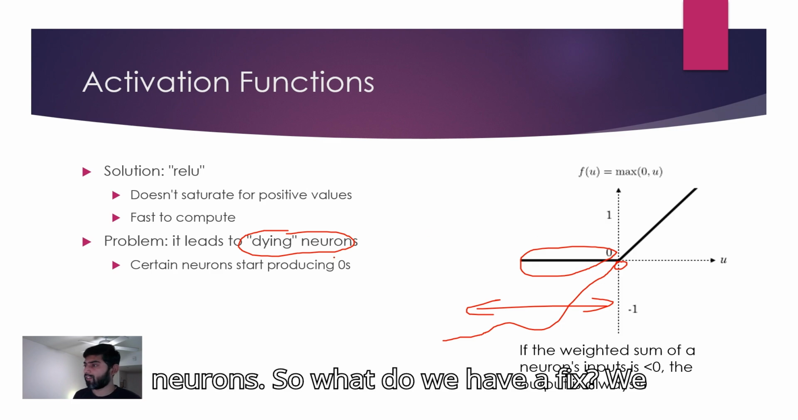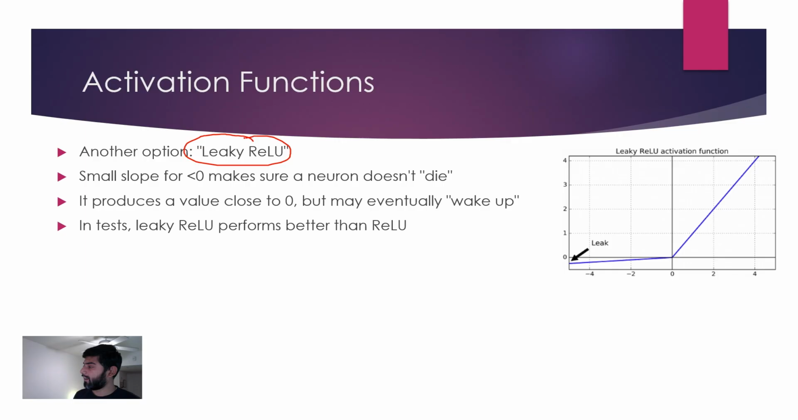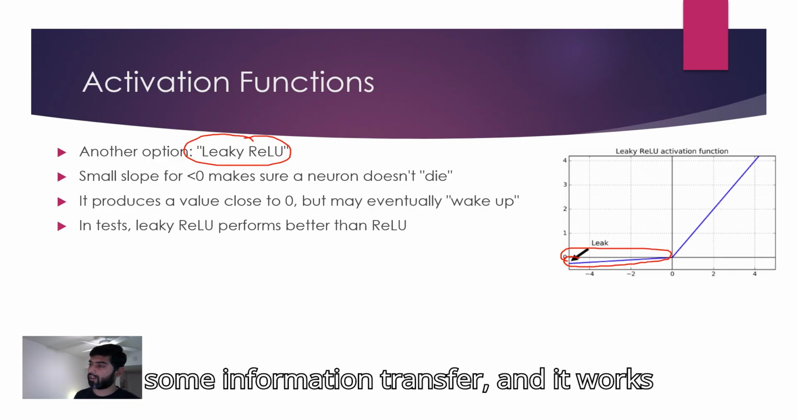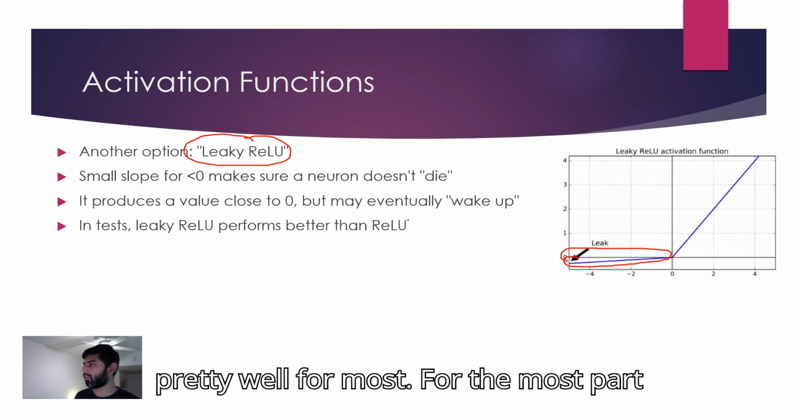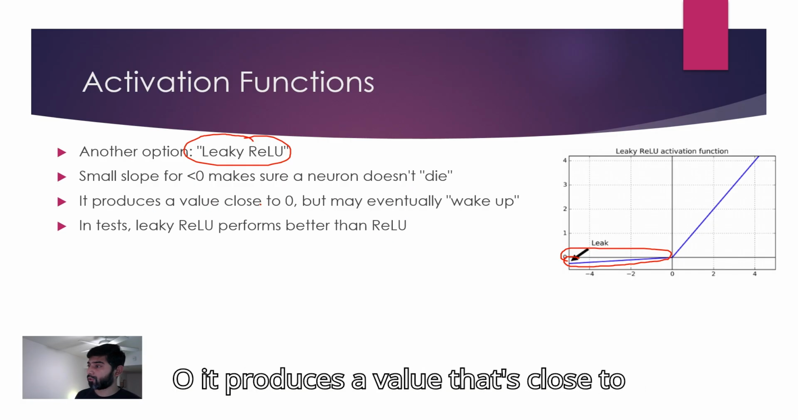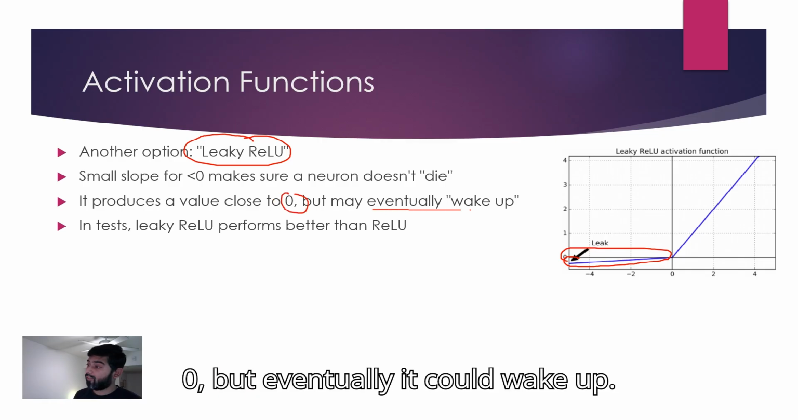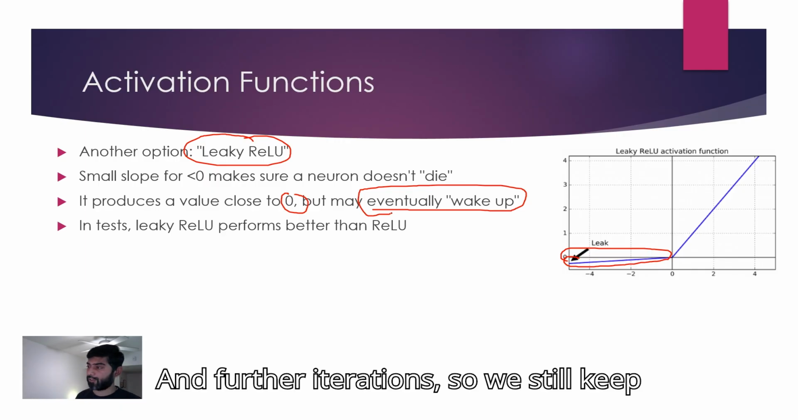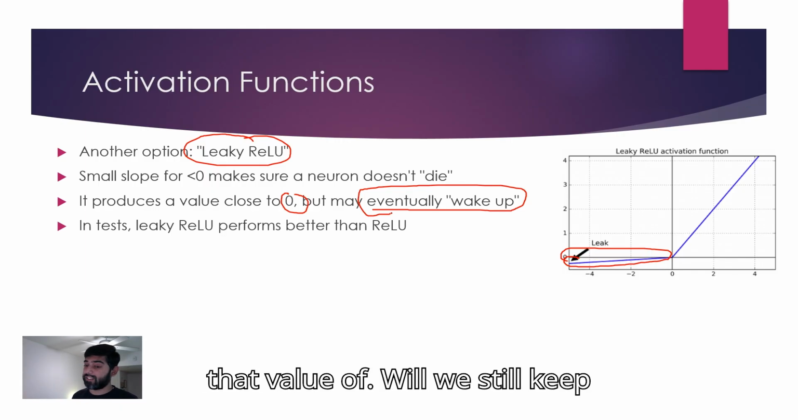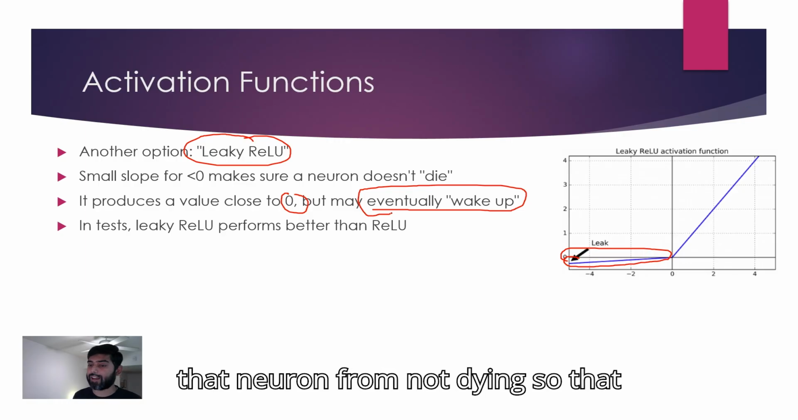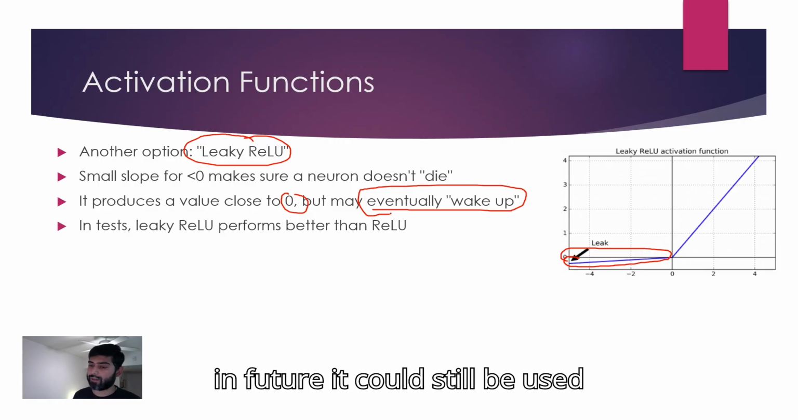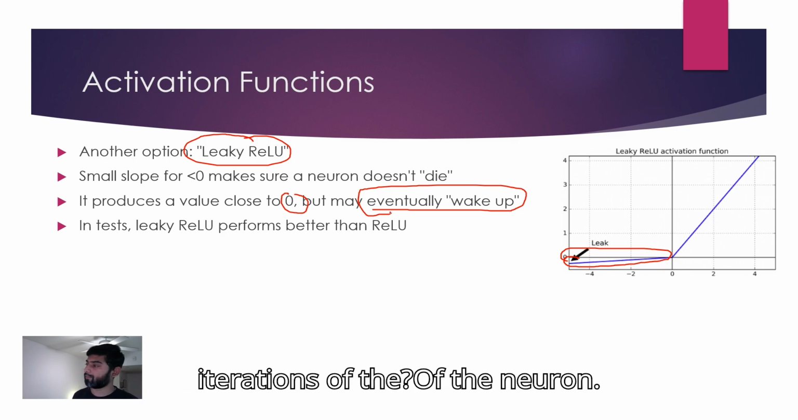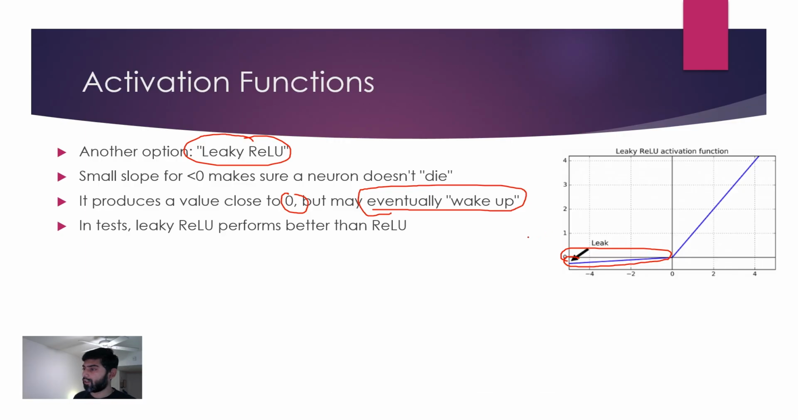So what do we have as a fix? We have this fix called leaky ReLU. It allows a little bit of value transfer, some information transfer, and it works pretty well for the most part. So it produces a value that's close to 0, but eventually it could wake up in further iterations. So we still keep that neuron from dying, so that in future it could still be used during backpropagation or future iterations of the neuron.